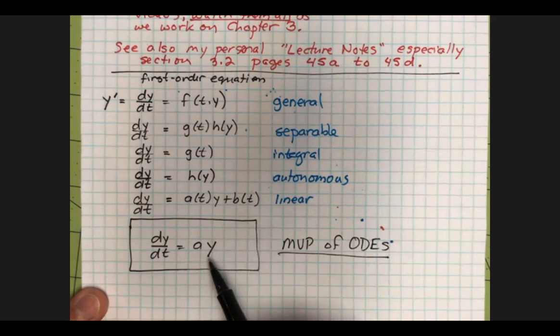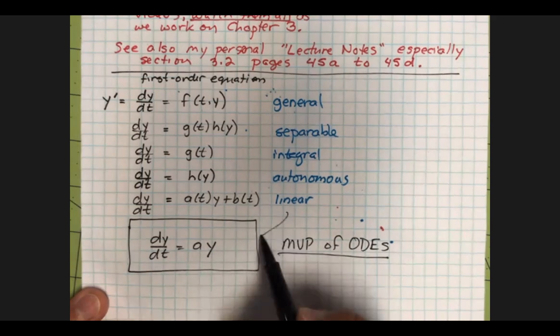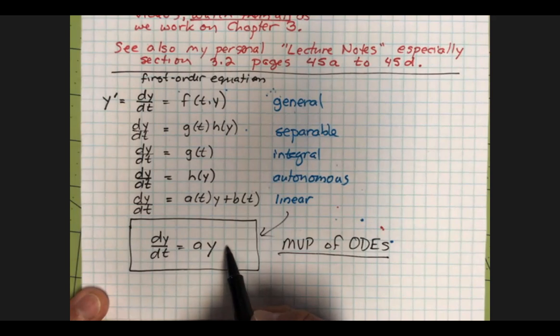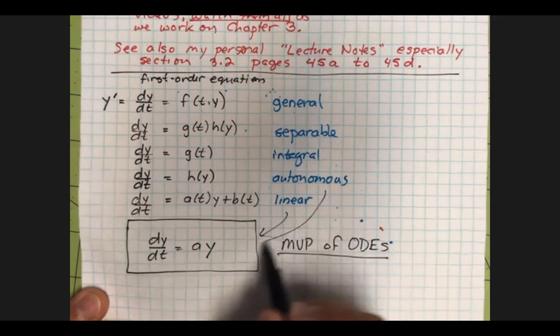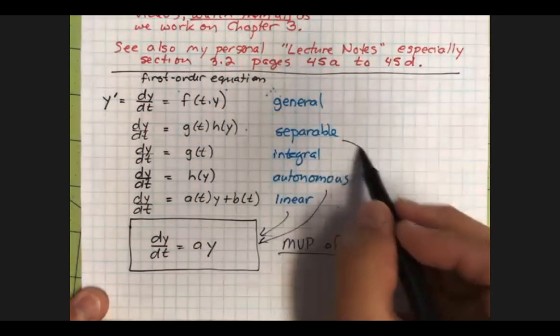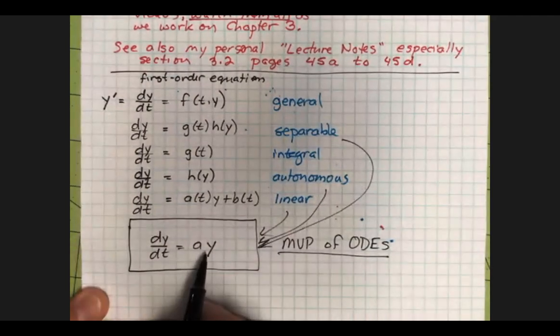But think about this. This is linear. Isn't it linear? It's linear with b equals zero. In fact, this was called homogeneous and linear. Guess what? It's autonomous. There's no t on this side. Legally, in fact, it's separable because I could divide both sides by y and multiply both sides by dt.